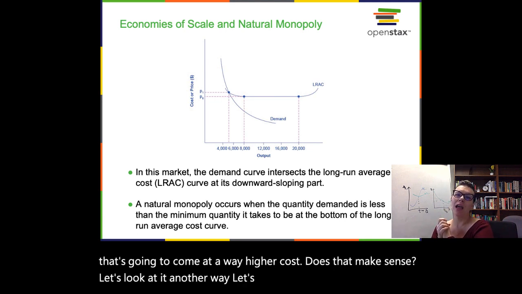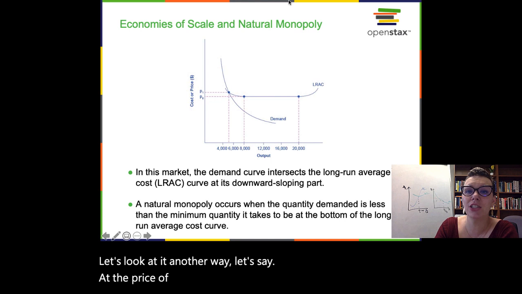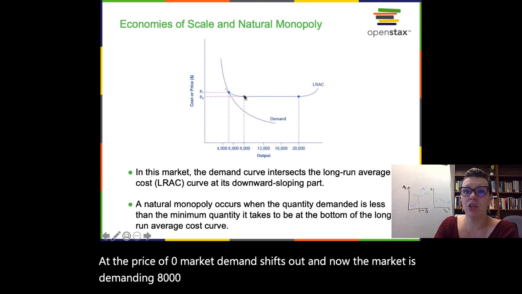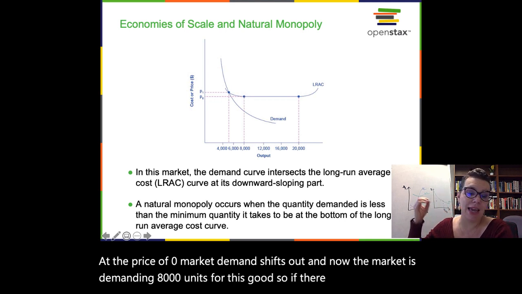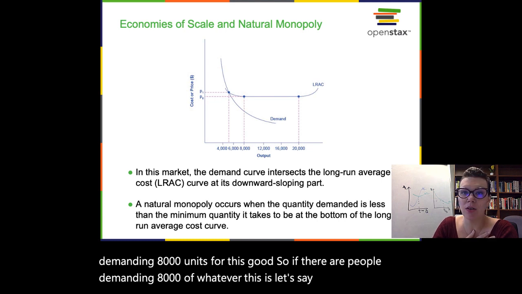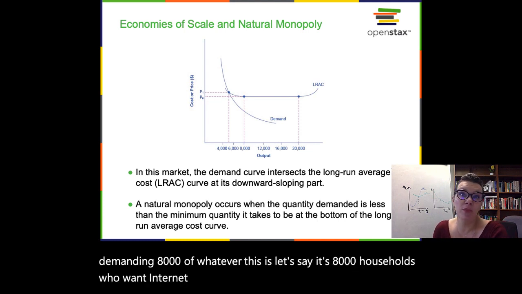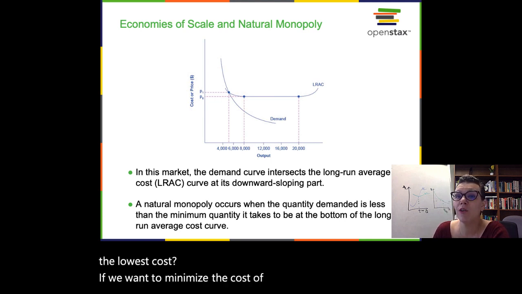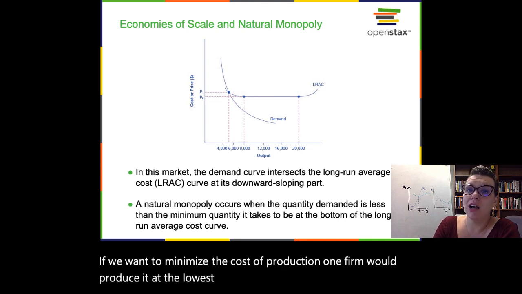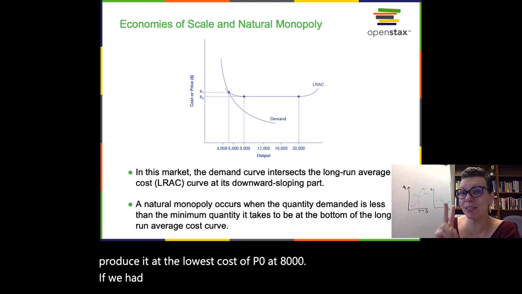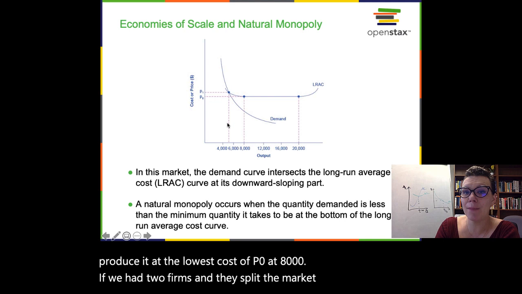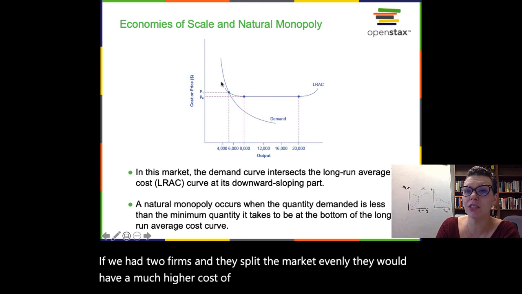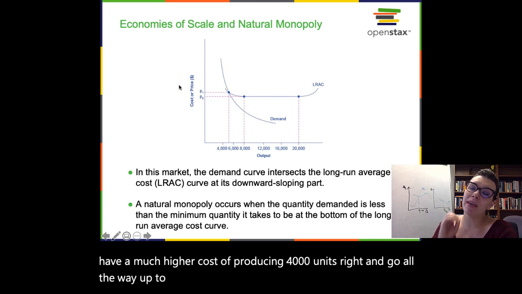Let's say at the price of 0, market demand shifts out, and now the market is demanding 8,000 units for this good. So if there are people demanding 8,000 of whatever this is, let's say it's 8,000 households who want internet service, how many firms could provide that at the lowest cost? If we want to minimize the cost of production, one firm would produce it at the lowest cost of P0 at 8,000. If we had two firms and they split the market evenly, they would have a much higher cost of producing 4,000 units, right?